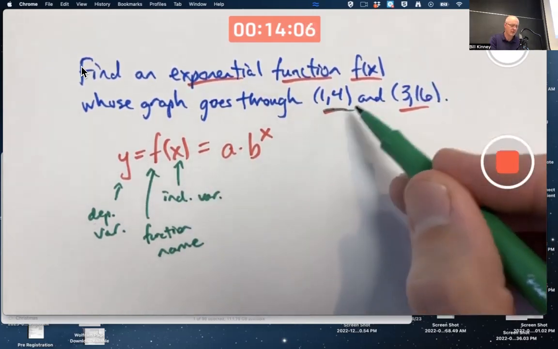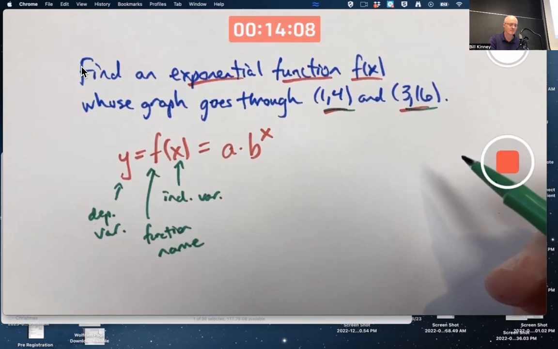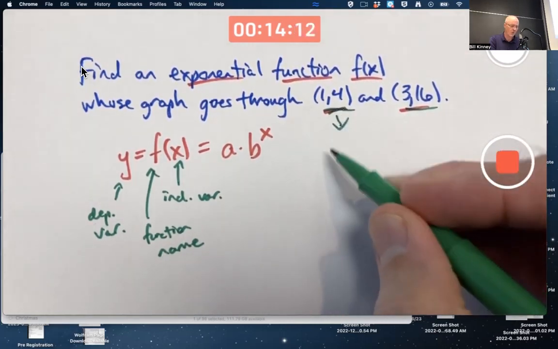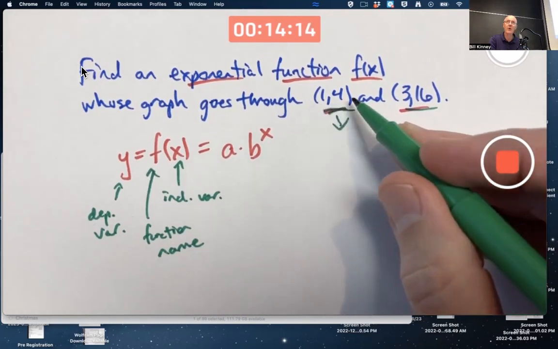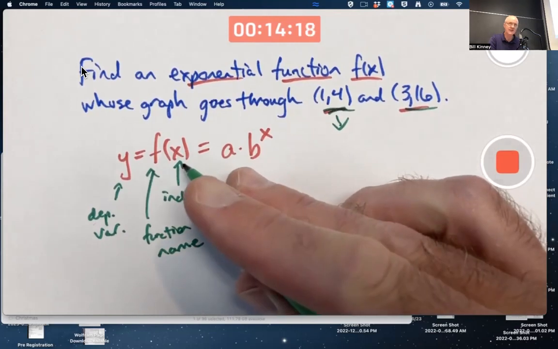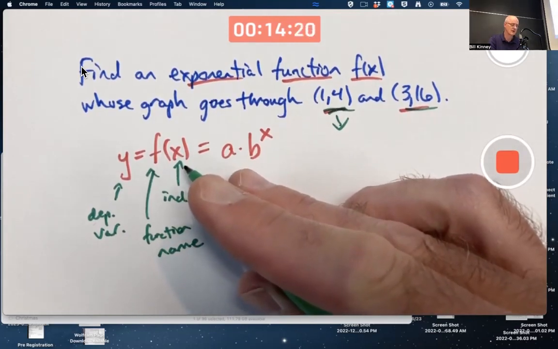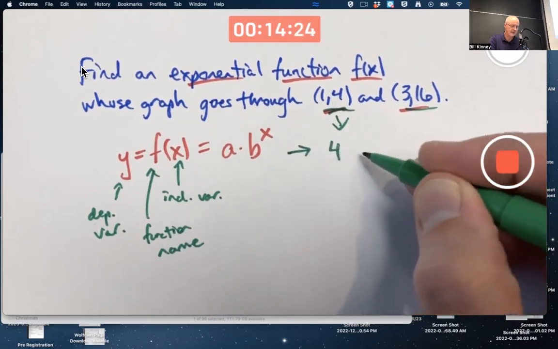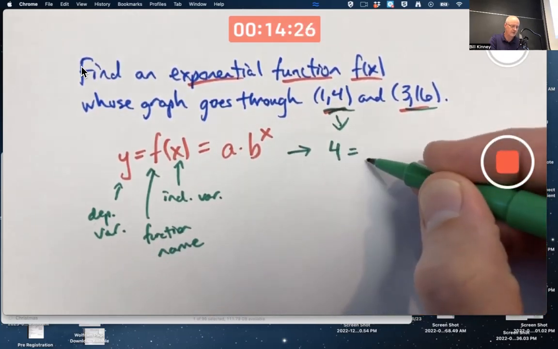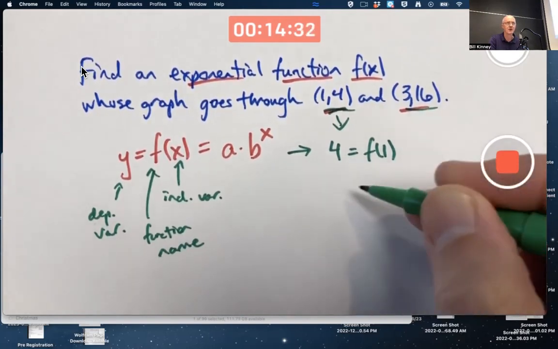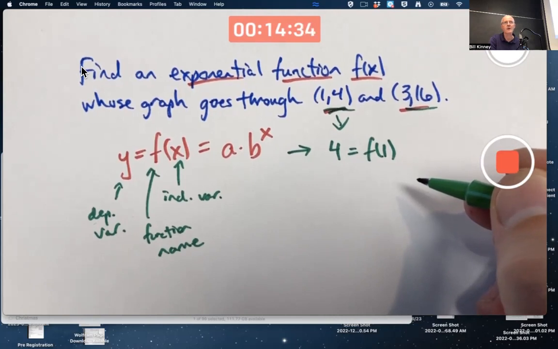What does it mean to say the graph goes through these two points? This first point being on the graph means that when x is 1, y is 4. When you replace x with 1, when you substitute, y becomes 4. So this gives us an equation, y equals 4 when x equals 1. So 4 equals f of 1. I also could have written f of 1 equals 4.